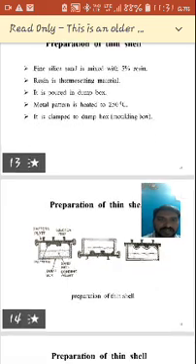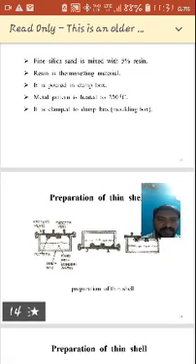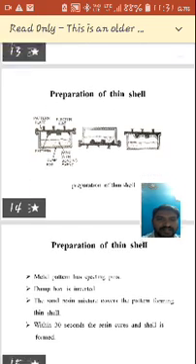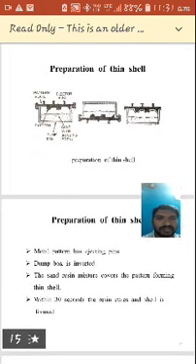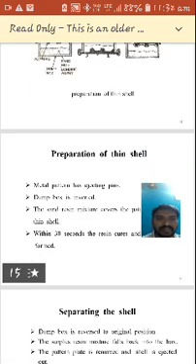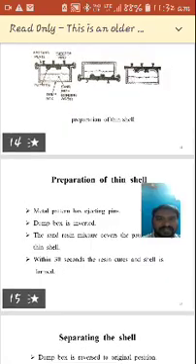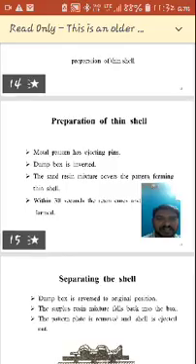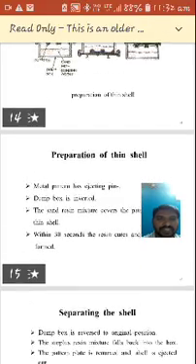After it is reversed, the metal pattern comes, then we can tilt it upside. From there we can remove the ejecting pins, and from there we can separate the shell. The metal pattern has ejecting pins, the dump box is inverted, and the sand resin mixture covers the pattern, forming the shell.